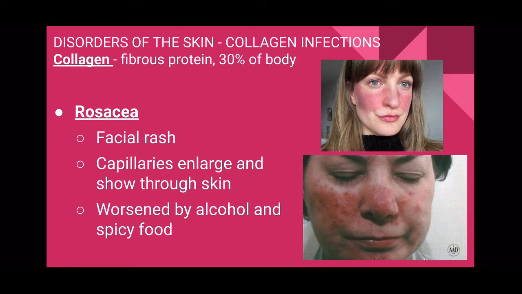Rosacea produces a facial rash, and the underlying capillaries become enlarged and show through the skin. It is thought to be worsened when the person suffering from rosacea drinks alcohol or eats spicy foods, but its origins are unknown and it has no systemic complications.